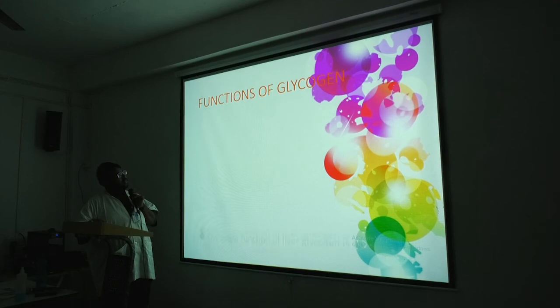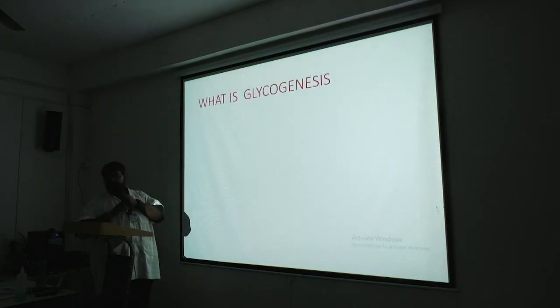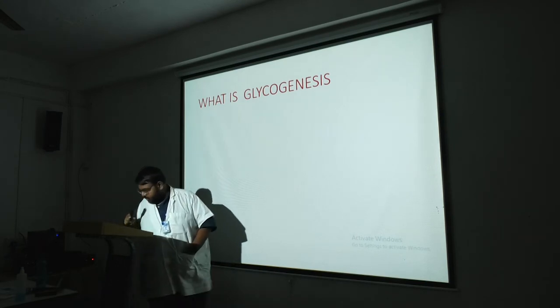Function of glycogen. The main function of glycogen in the liver is to provide glucose during fasting. Blood glucose level falls, and liver glycogen is broken down, which helps in maintaining the blood glucose level. After taking food, the glucose tends to rise, which causes glycogen deposition in the liver. The muscle glycogen acts as a reserve fuel for maintaining muscle contraction. And this topic will be explained by the rest of my teammates. Thank you.